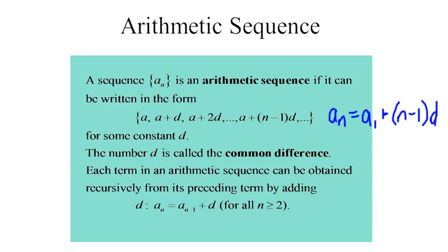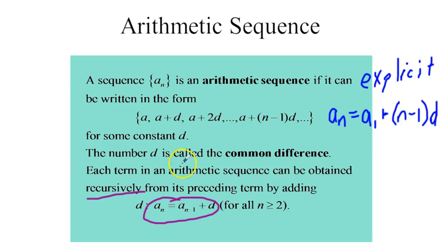If you look down below, we have another formula. That is the recursive formula. The formula we talked about above is called an explicit formula. A recursive formula, basically, you're adding the common difference to the previous term, and the explicit formula would be more of a linear equation. You're multiplying by the common difference.